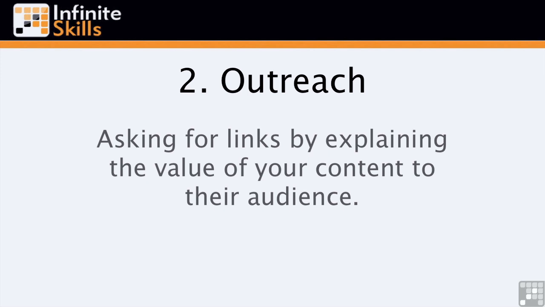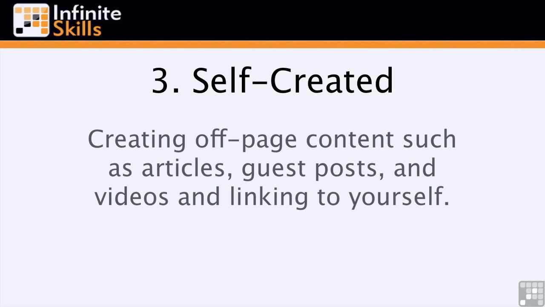So the third and the last type of link is self-created. Now, self-created links are the least valuable type of link, but they're still good, especially if you're working in a niche where there's not a whole lot of competition. And what I mean by self-created is creating any sort of off-page content, such as articles on article directories, asking to guest post on other blogs, or doing videos. Any of those things, creating them and linking back to yourself is considered a self-created link.